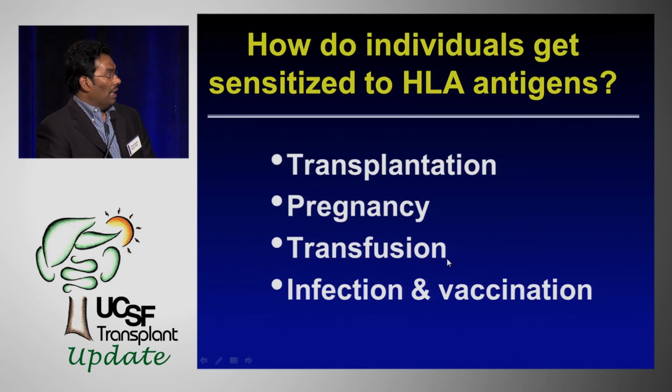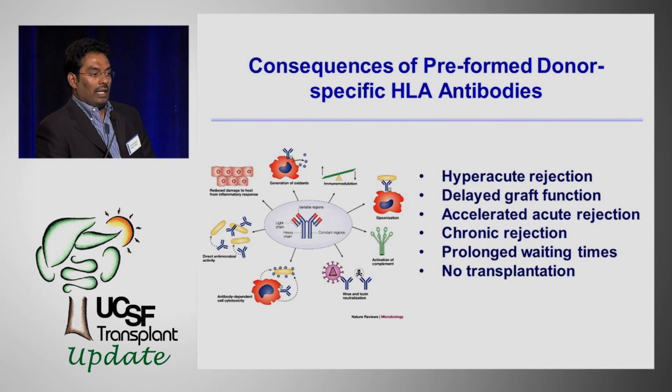Antibodies are very bad because people having transplantation produce antibodies. People having multiple pregnancies produce antibodies, and transfusions, infection, and vaccination can also trigger HLA antibodies. And the antibodies can react in many different ways. They can fix complement and kill the organs. It is something that connects both innate and adaptive immunity, and it has a lot of consequences. It can go from hyperacute rejection to chronic rejection, and it can also eliminate transplantation.